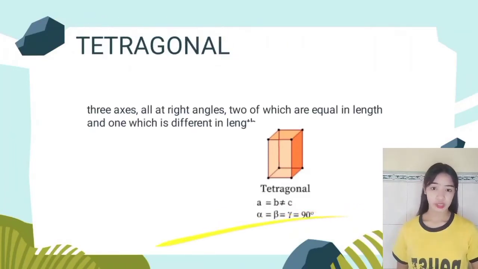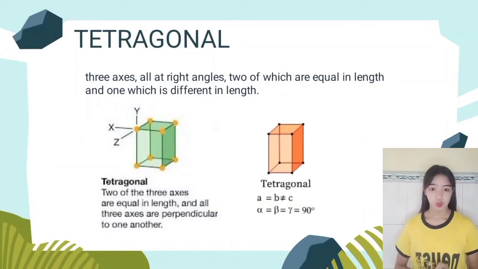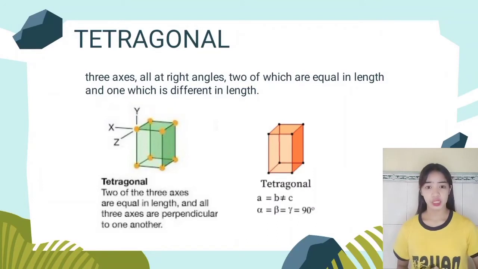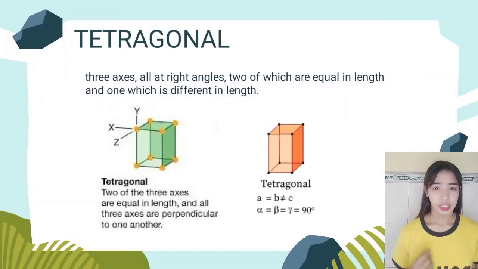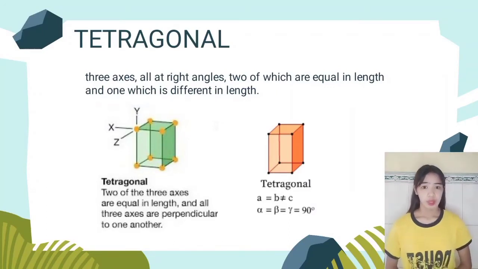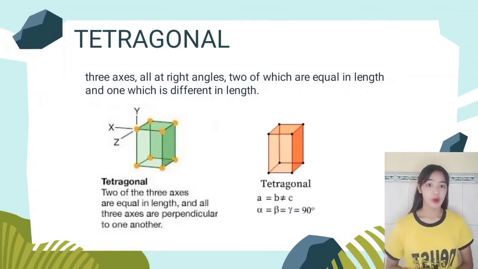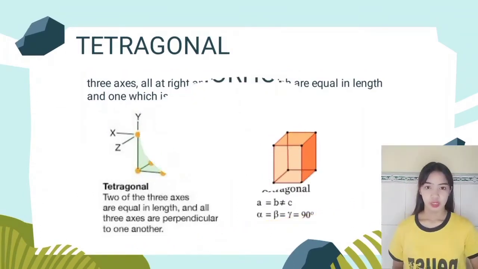So the third one is the tetragonal crystal system. It has 3 axes, all at right angles, 2 of which are equal in length and 1 of which is different in length. A tetragonal crystal is a simple cubic shape that is stretched along one axis to form a rectangular prism. The tetragonal crystal will have a square base and top, but a taller height. By continuing to stretch the body-centered cubic, one of the Bravais lattices of the tetragonal system is constructed.